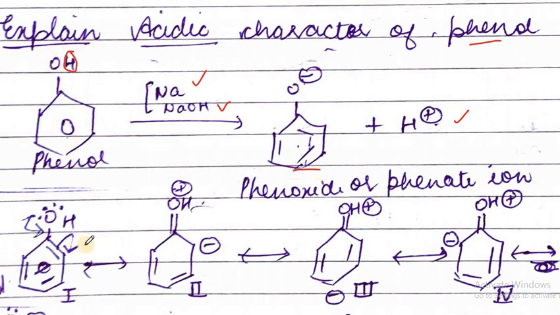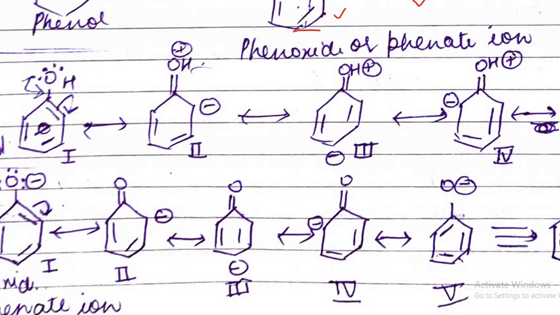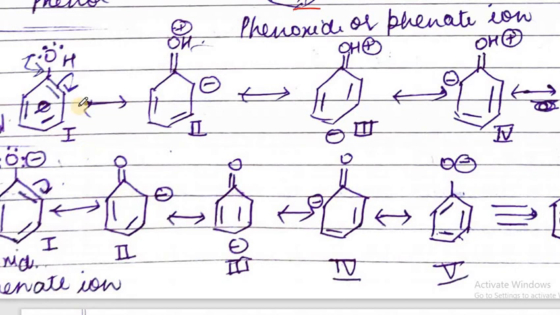Phenol also has various resonating structures, but the phenate ion is more resonance stabilized. Therefore phenol has a tendency to change into the more stable phenate ion by releasing H positive ions, which shows its acidic character. So phenols are acidic in nature. This can be shown here. This is phenol.